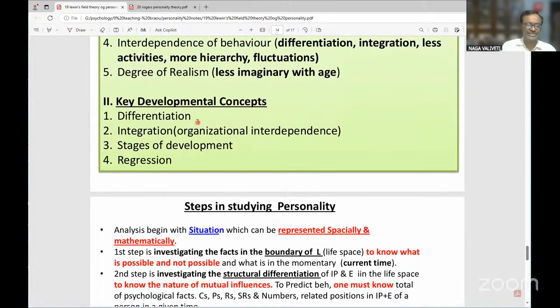There will be differentiation between one part and the other part. There will be integration and organizational interdependence, and the stages of development are not focused, but regression as a defense mechanism will be there. Suppose somebody scolds you, you become childlike and weeping, or get angry and throw things at the manager. In UGC NET, this question is generally asked. An employee goes to the officer and the officer did not give the promotion. The employee goes and shouts at the manager and throws a paperweight at the manager's face. What is this defense mechanism?